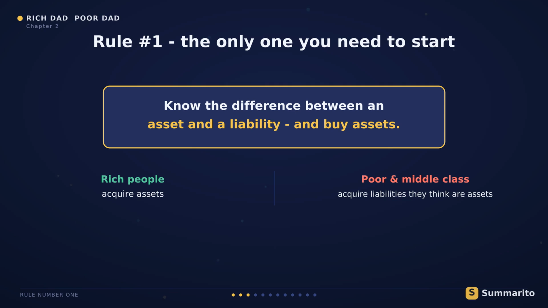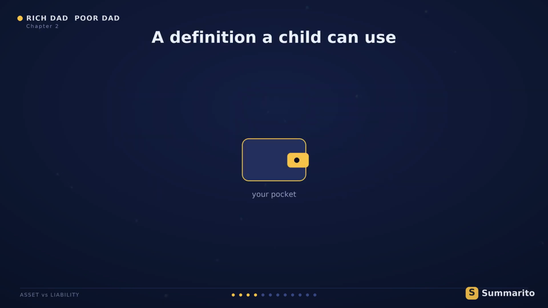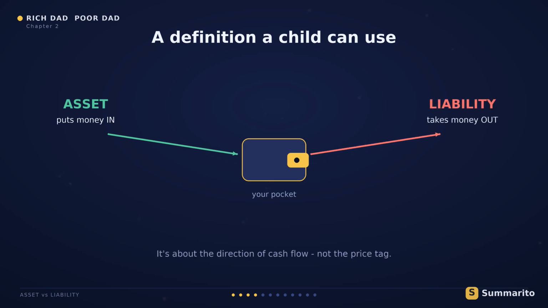Rich people acquire assets. The poor and middle class acquire liabilities that they only think are assets. So what's the difference? Rich Dad strips away the complicated accounting and gives a definition a child can use. An asset is something that puts money into your pocket. A liability is something that takes money out of your pocket. That's it. Notice that this is about the direction the cash flows, not about how nice or expensive something is. If it feeds you, it's an asset. If it drains you, it's a liability.